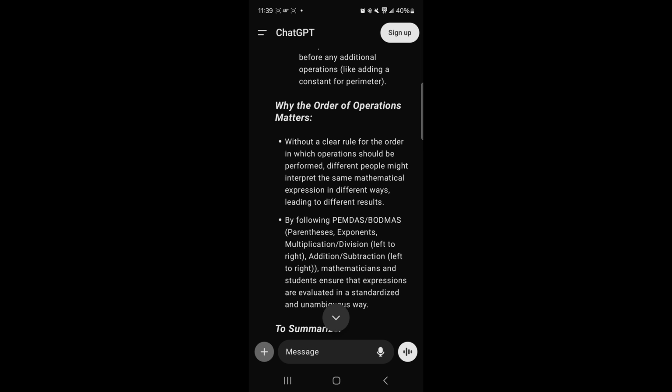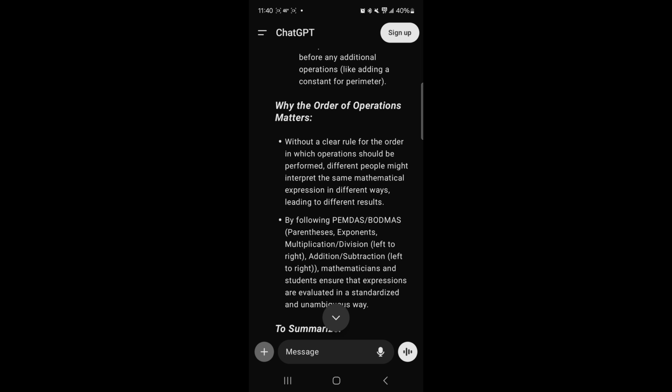So by following PEMDAS and BODMAS, which again are just acronyms for the order of operations, please don't get confused. It's parentheses, exponents, then multiplication and division, left to right. That's an important one. Multiplication and division have equal precedence, and they're solved left to right. Division is nothing more than multiplying by a reciprocal. And now addition and subtraction. Yeah, left to right. Honestly, addition and subtraction can be done in any order.